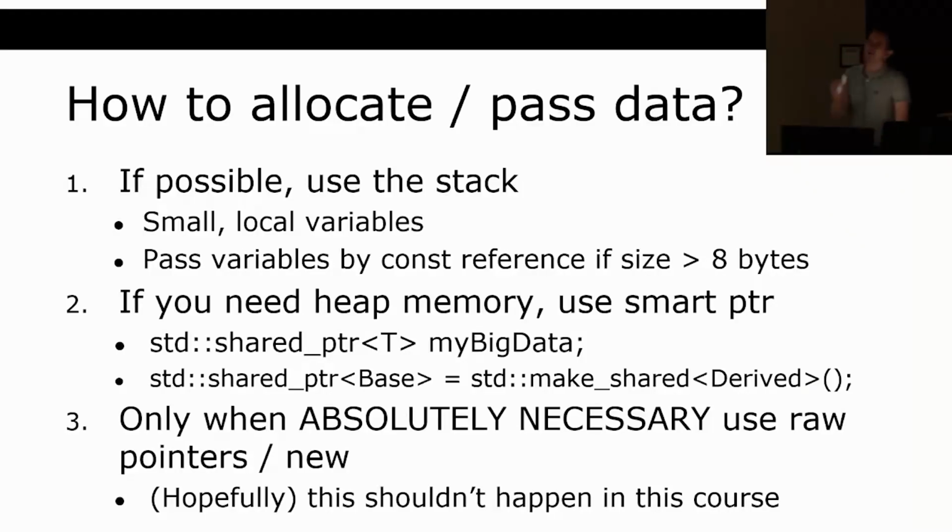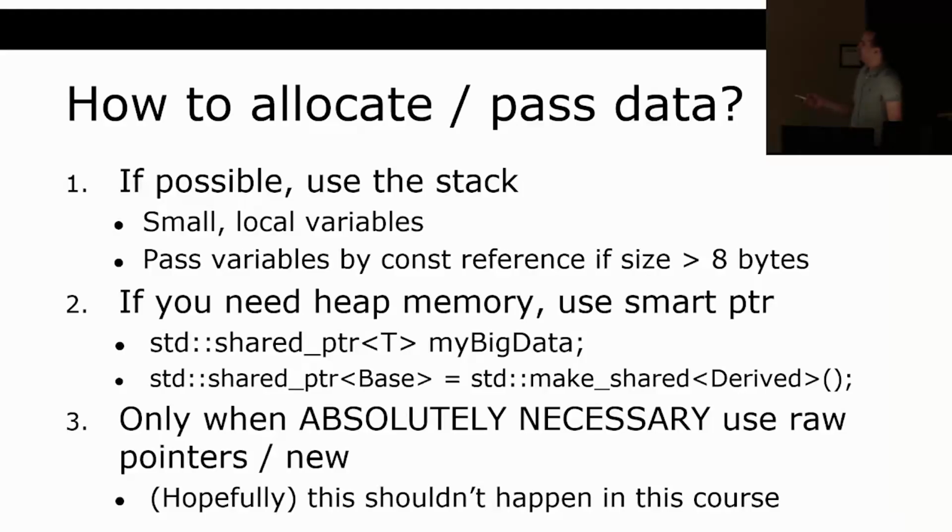If you have an unsigned long, which is probably 16 bytes, pass primitive types by value, unless you want to modify them, then you need a pointer or a reference. If you need heap memory, and again, this is for this class, use a smart pointer. So, standard shared pointer to my big data.